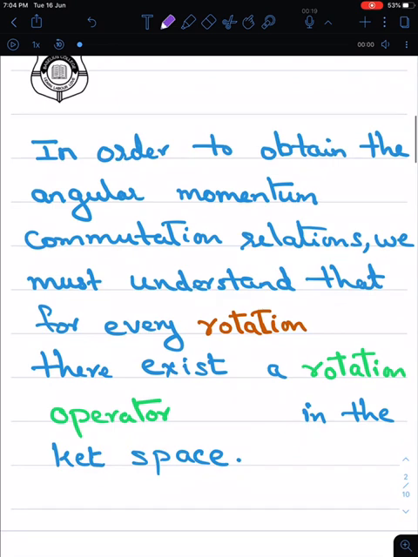In order to obtain the angular momentum commutation relations, we must understand that for every rotation, say R, there exists a rotation operator, say D(R), in the ket space.